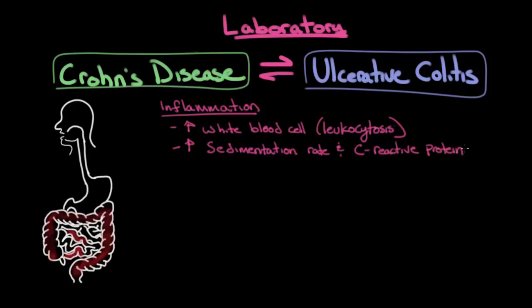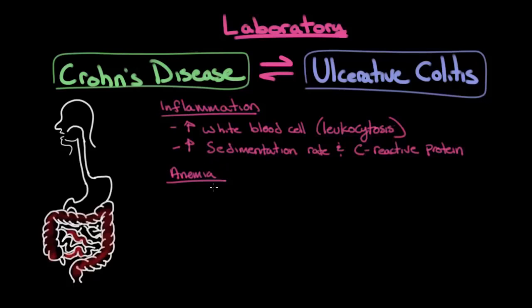Now, these findings here are very nonspecific, meaning any sort of inflammatory condition in the body can cause these findings. However, they're very sensitive for inflammatory bowel disease, meaning that if someone doesn't have an increased sedimentation rate or an increased C-reactive protein, the process that's going on is likely not Crohn's disease or ulcerative colitis. And another laboratory finding in Crohn's disease and ulcerative colitis is anemia. And anemia is a low hemoglobin count, and hemoglobin is an important component of red blood cells.